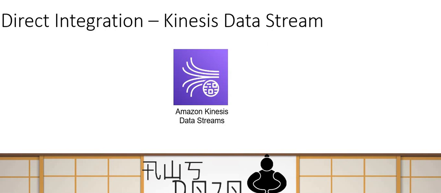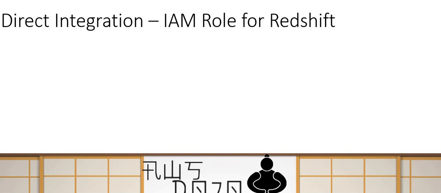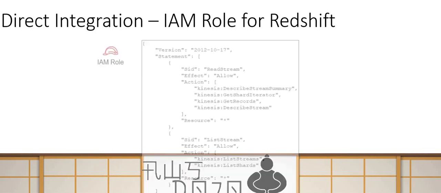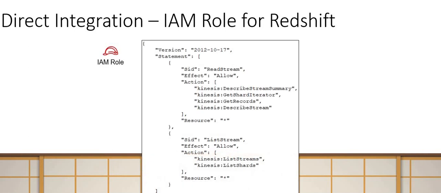Again, Kinesis data stream, very simple, no magic here. Keep creating the Kinesis data stream like you have been creating earlier. So no change here. What is the IAM role? How does the IAM role for Redshift look like? This IAM role should have the following permissions.